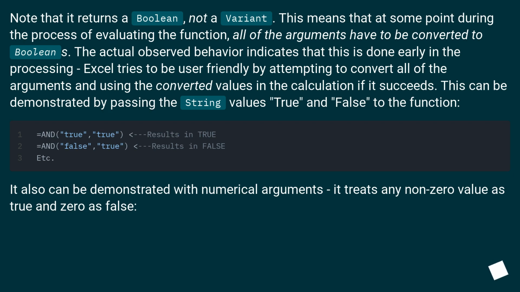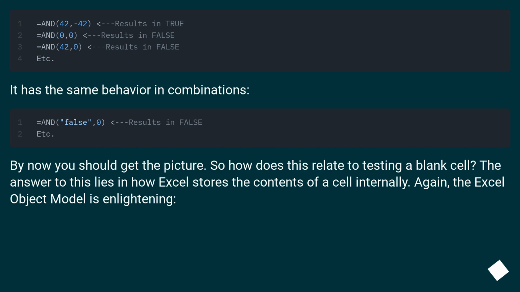Excel tries to be user-friendly by attempting to convert all of the arguments and using the converted values in the calculation if it succeeds. This can be demonstrated by passing the string values true and false to the function. It also can be demonstrated with numerical arguments. It treats any non-zero value as true and zero as false. It has the same behavior in combinations. By now you should get the picture.